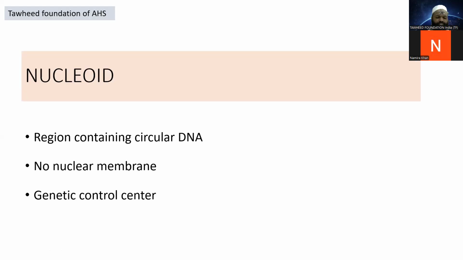Nucleoid. The nucleoid is an irregularly shaped region inside the bacterial cytoplasm that contains the circular DNA of the bacterium. Unlike a eukaryotic cell, the nucleoid lacks a nuclear membrane. Thus, the DNA is not enclosed within a separate nucleus, and it acts as the genetic control center of the cell.